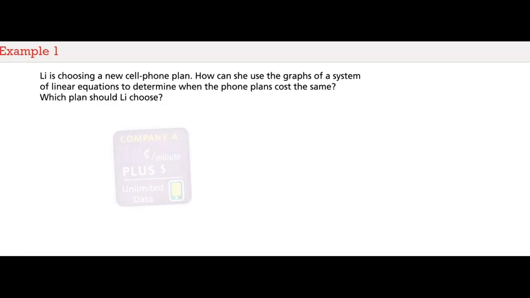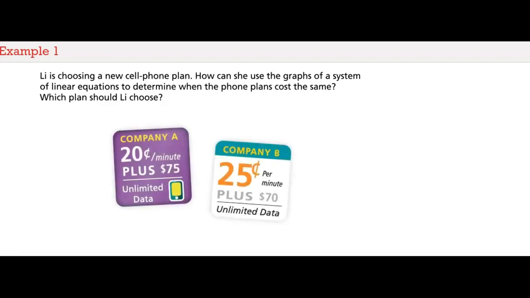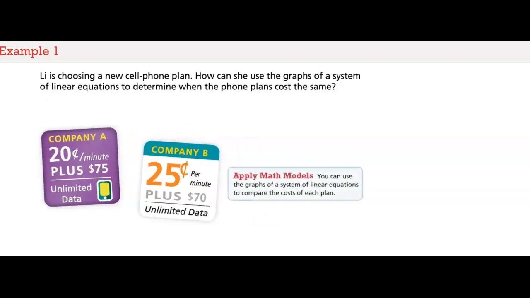Lee is choosing a new cell phone plan. She has narrowed it down to these two plans. How can she use the graphs of a system of linear equations to determine when the phone plans cost the same? Which plan should she choose? You can use the graphs of a system of linear equations to compare the costs of each plan.